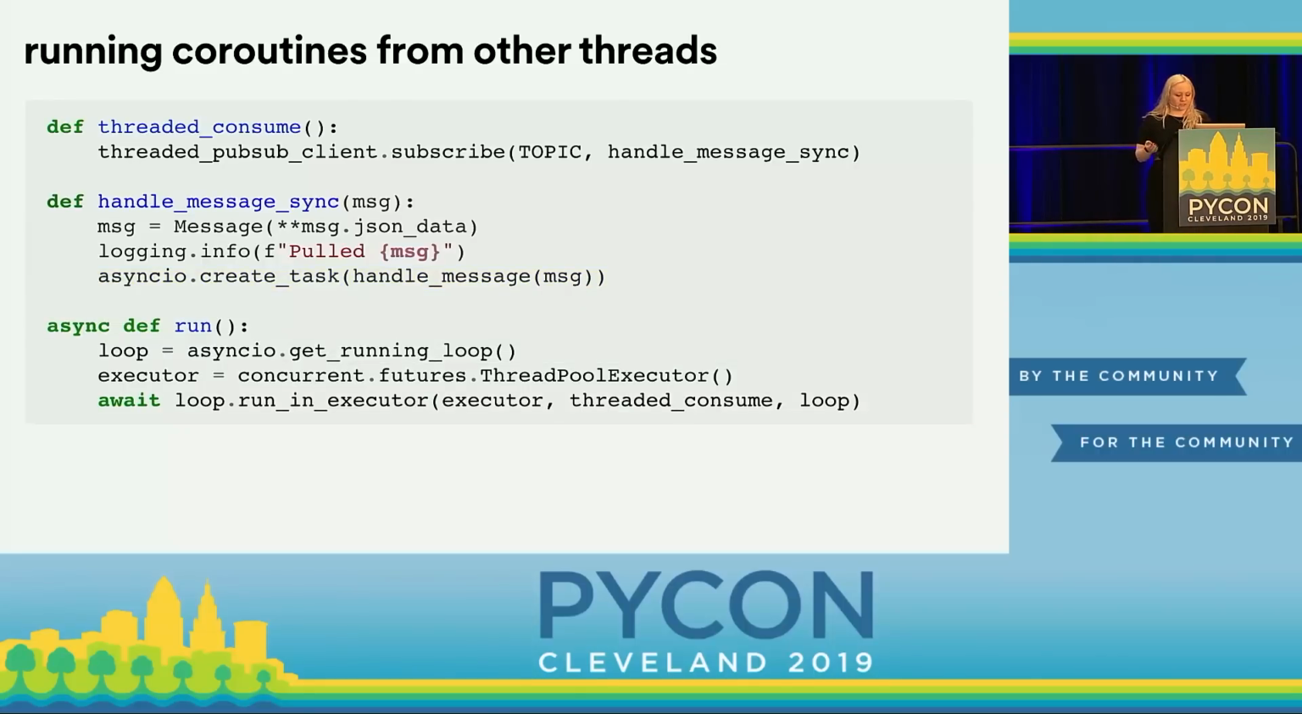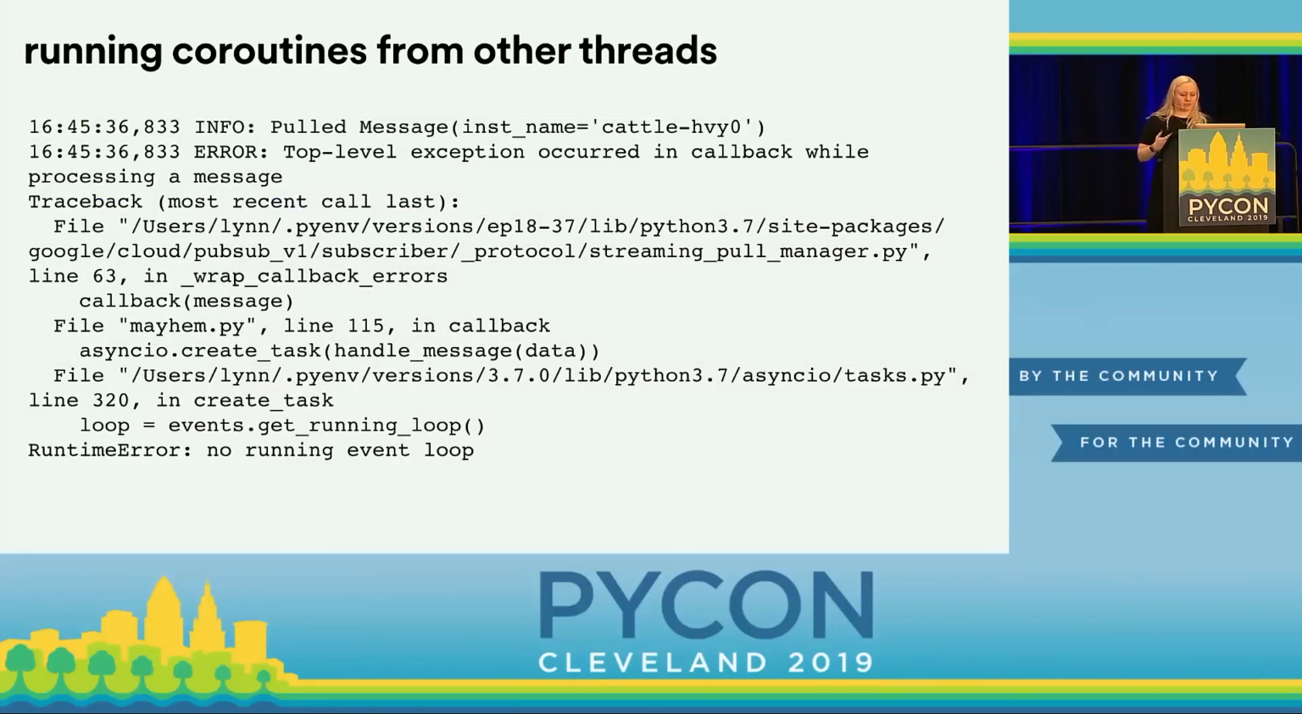So then this is how we would call via the thread pool executor, very similar to synchronous functions. But you can see that we actually don't get very far. At this point, we are in another thread, and there's no running event loop in that thread. It's only in the main thread.